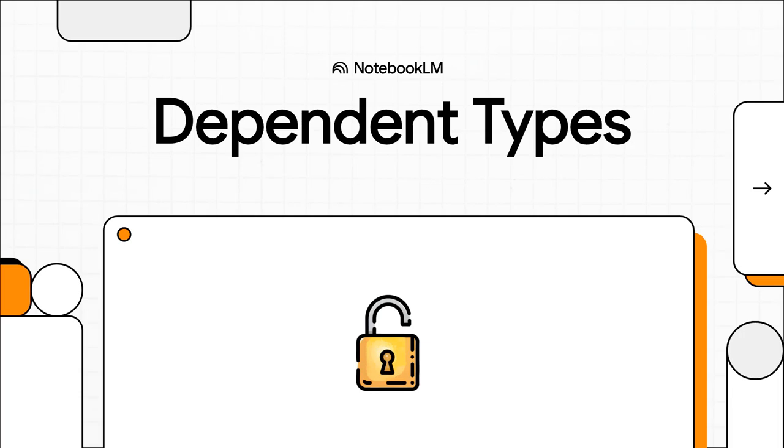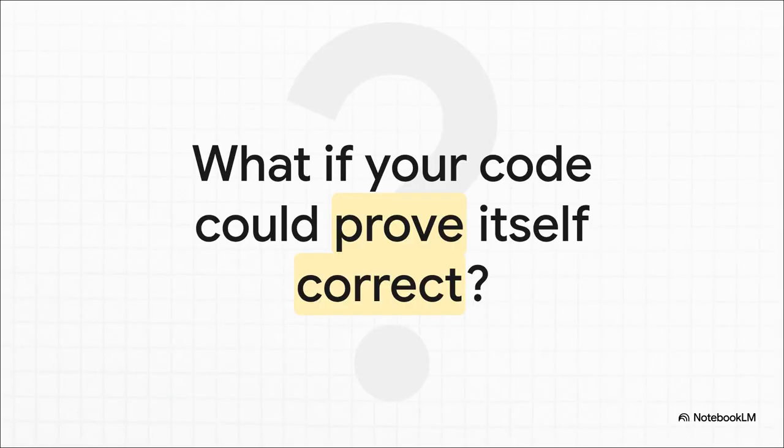All right, today we are diving into one of the most powerful and frankly coolest ideas in all of programming and logic, dependent types. Now, this isn't just about writing code, it's about embedding mathematical proof right into your programs. So how in the world is that even possible? Let's find out. I mean, just think about that for a second.